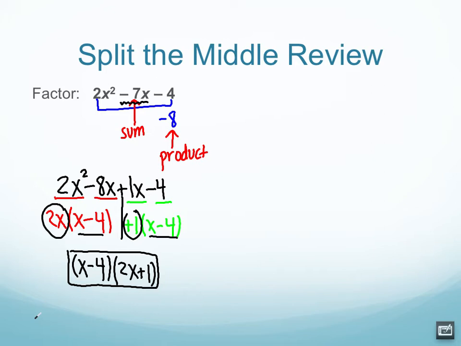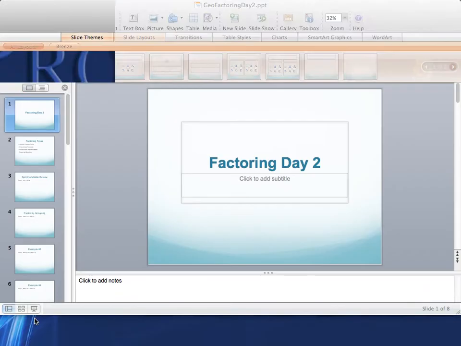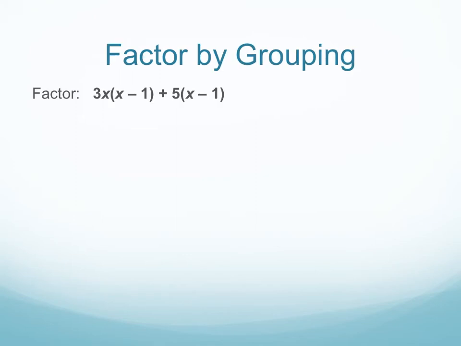So that was a quick review of split the middle. Now we're going to go on to factor by grouping. Here's the first example that we have. You will notice that we already have 2 factored terms. Please do not multiply these out. So do not distribute that 3x and that 5.